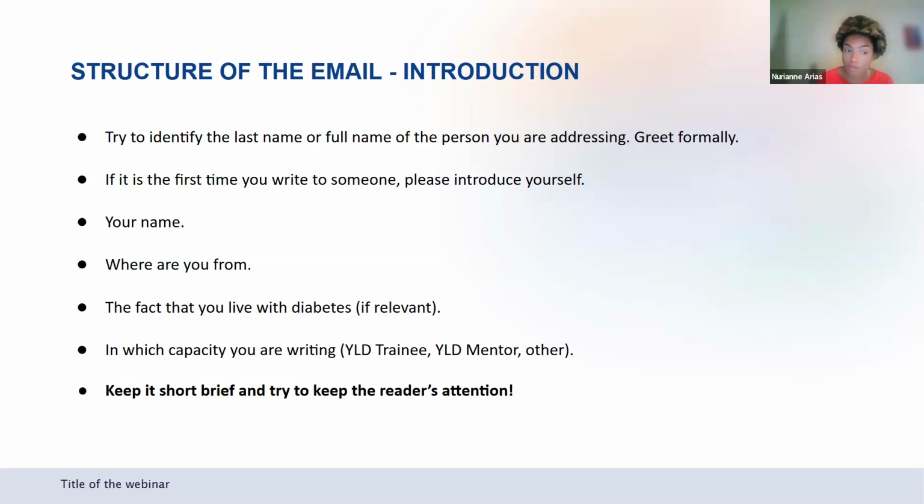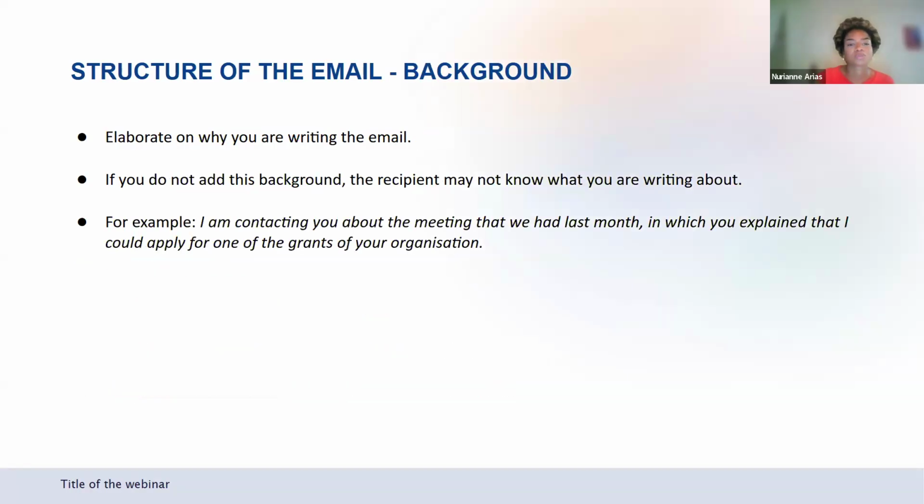Your name, where you're from, the fact that you live with diabetes if it's relevant, and in which capacity you're writing. Some of us are not just YLD members. Maybe you're a member now of the Blue Circle Voices. Maybe you're a mentor. Maybe you're a member of your association, or you're writing as a researcher or as a medical doctor. Make sure that they know from which capacity and which angle you're approaching them. Keep it short, keep it brief, and straight to the point.